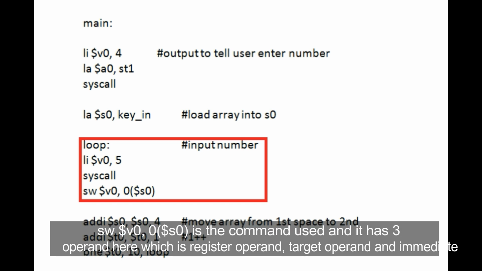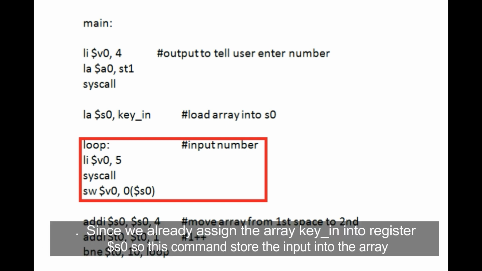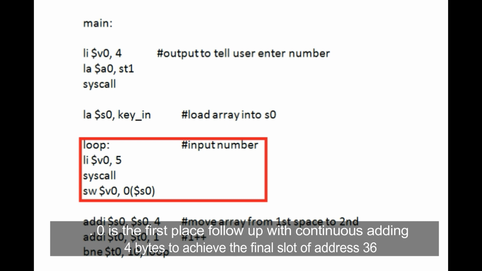It's the command used and it has 3 operands here, which are register operand, target operand, and immediate. The number input is stored into the register operand and then is commanded to be stored into the designated location, which is the target operand, with offset. Since we already assigned the array key into the register, this command stores the input into the array. The immediate 0 just before the bracket shows the final location of the address in the array. 0 is the first space for the loop, with continuous adding of 4 bytes to achieve the final slot of address 36.